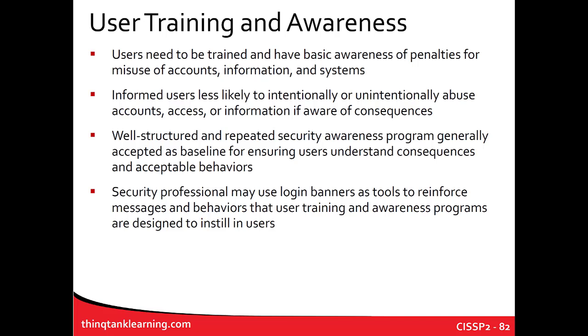User training and awareness. Users need to be trained and have basic awareness of the penalties of misuse of accounts, information, and systems. Informed users are less likely to do things or abuse things, right? Users have to understand the rules of engagement. What is allowed? What's risky? What are the consequences? When a user knows the penalties for misuse, they're less likely to intentionally abuse access, they're less likely to make careless mistakes, and they're less likely to be able to claim ignorance if they get caught.